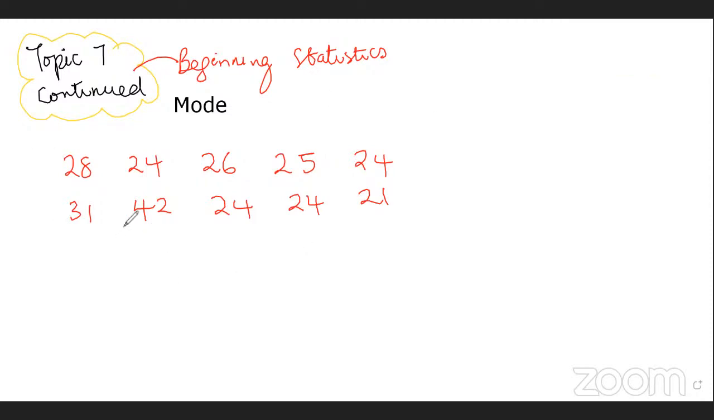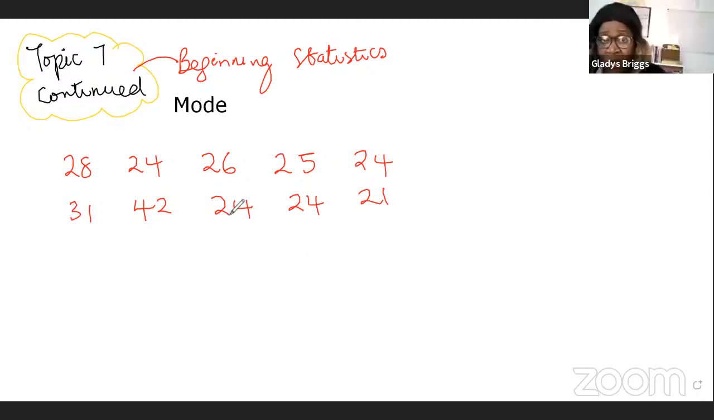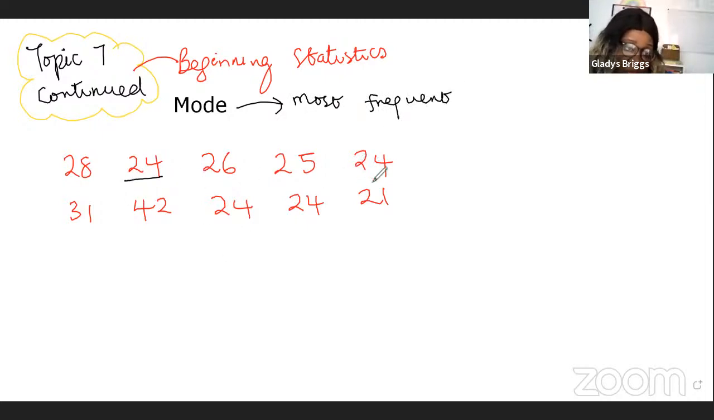24. 24, because the mode is the one that occurs most frequently. So the mode is the data that occurs most frequently. So we'd have 24 here, 24, 24, and 24. So the mode for this data is equal to 24. This is the one that you did in primary school, so you should all be able to do this one.